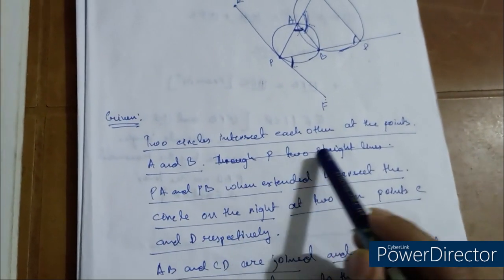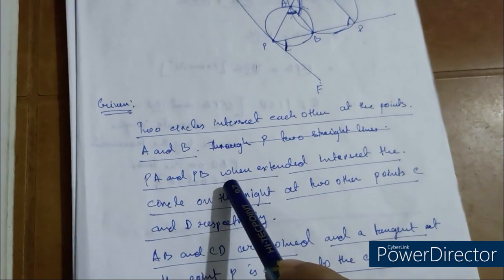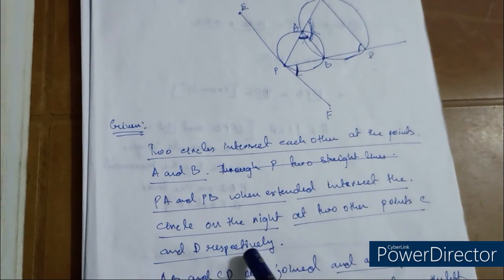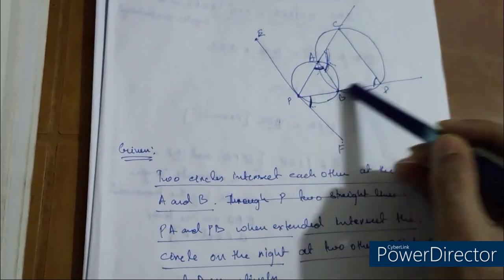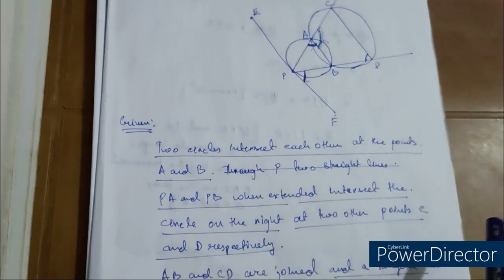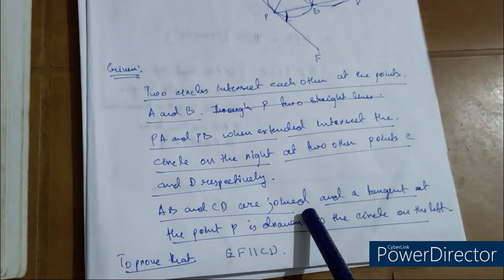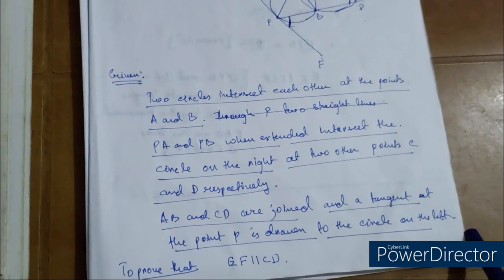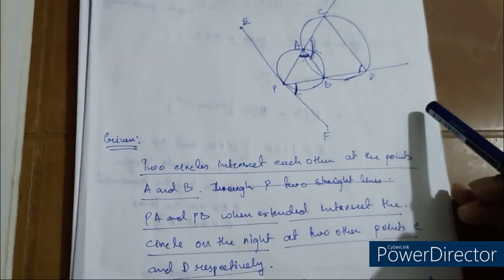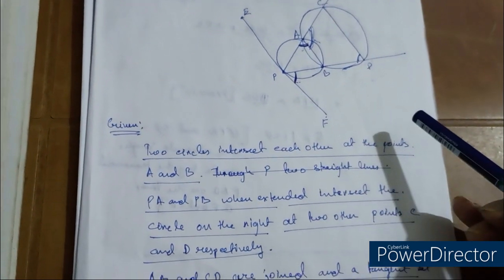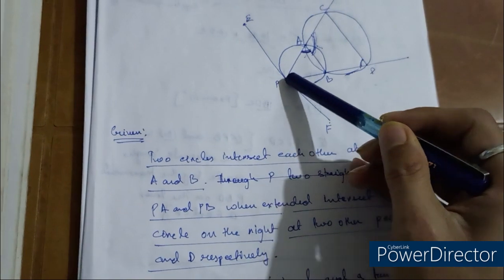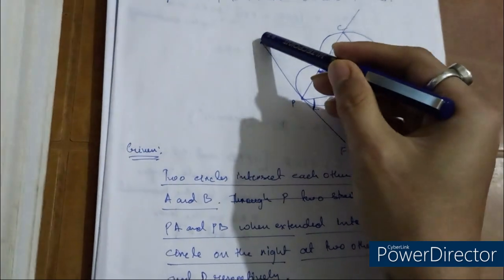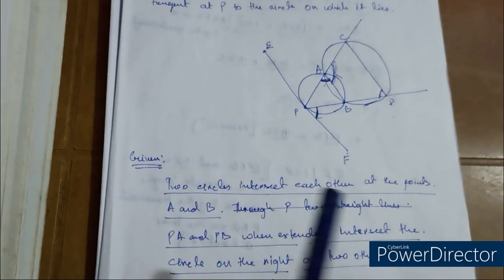So our two circles intersect each other at points A and B. PA and PB when extended intersect the circle on the right at the two points C and D respectively. AB and CD are joined, and a tangent at the point P is drawn to the circle on the left. I have to prove that EF is parallel to CD.